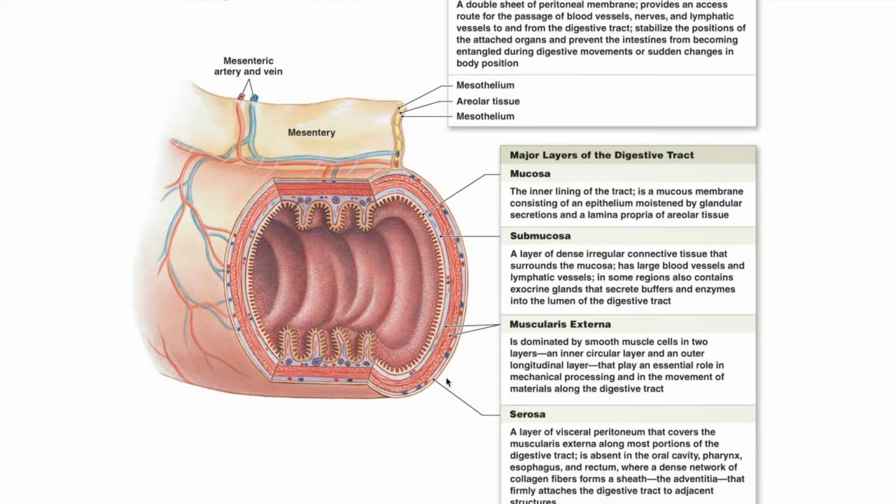And then the serosa is the outer layer. It's a layer of visceral peritoneum. It surrounds the intestines and kind of protects it.